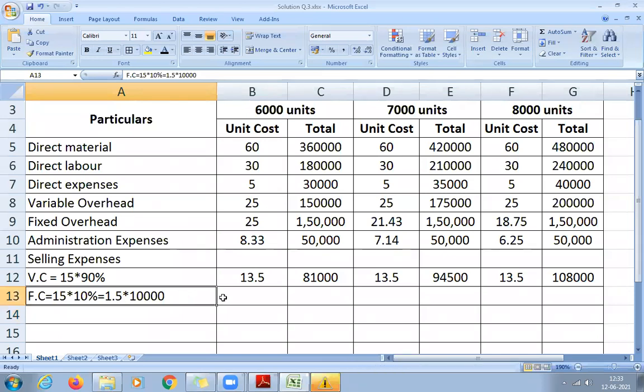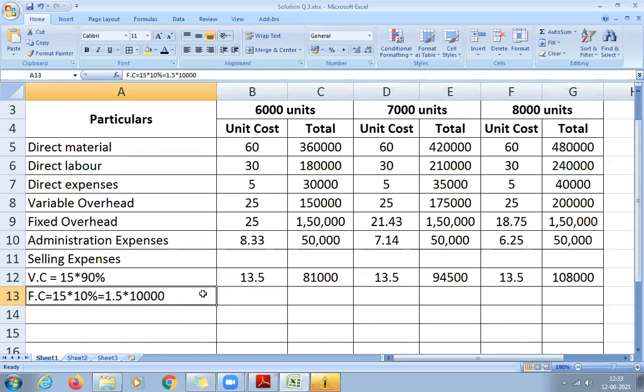No, 10,000 into 1.5. 15,000. So what is that 15,000? Total fixed cost. Total cost for 10,000 units. So this total cost I know.